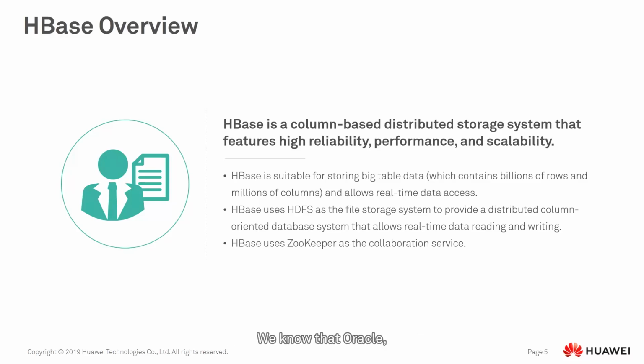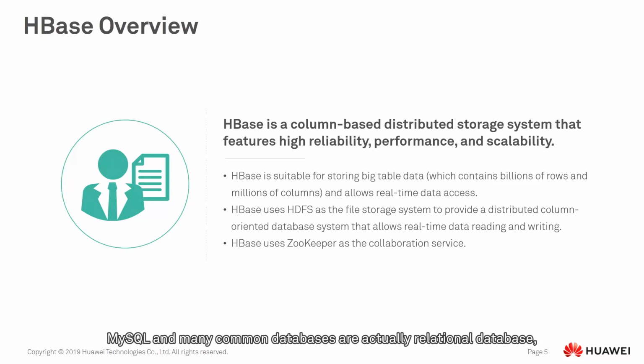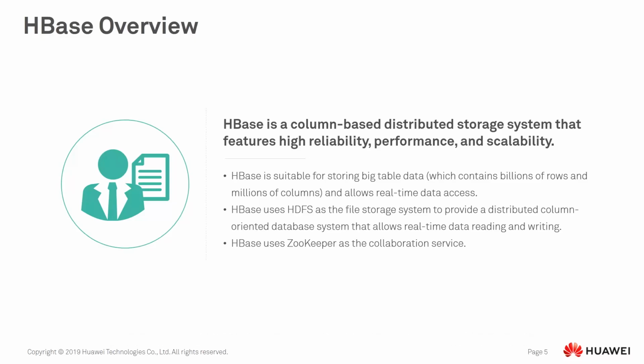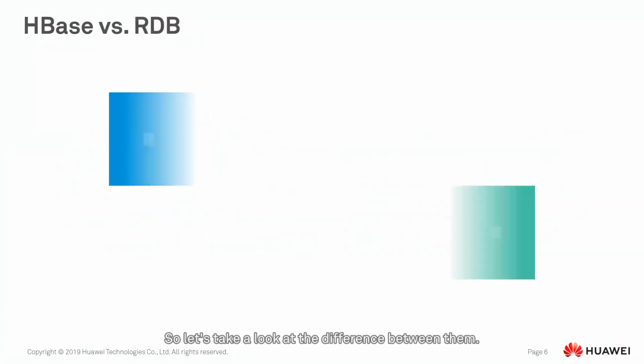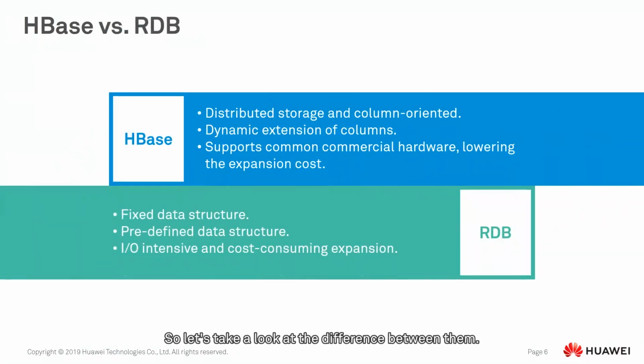We know that Oracle, MySQL, and many common databases are relational databases, RDB for short. But HBase is NoSQL, not only SQL, which usually refers to non-relational databases. The most common ones are MongoDB and Redis. So let's take a look at the difference between them. HBase is distributed, which is easy to understand because it's built on top of HDFS, and it's column-oriented.